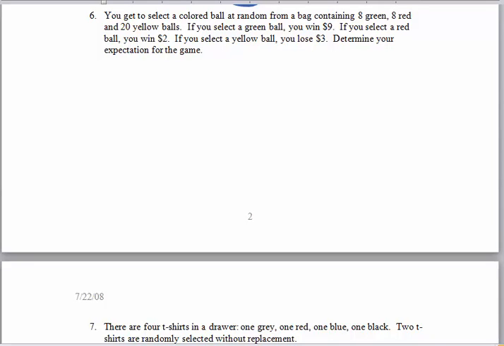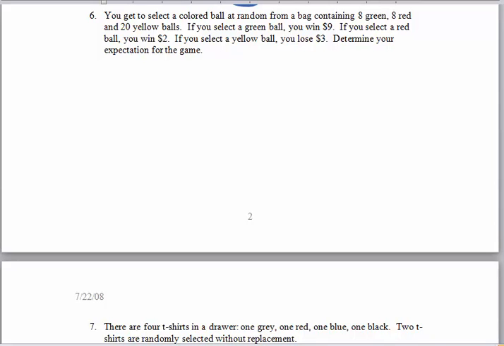We had left off with number 6 on the probability test review sheet, and it continues with the idea of expected value. Now the little difference with number 6 is that it involves 3 separate scenarios. You get to select a colored ball at random from a bag containing 8 green, 8 red, and 20 yellow balls. So there's 3 situations.